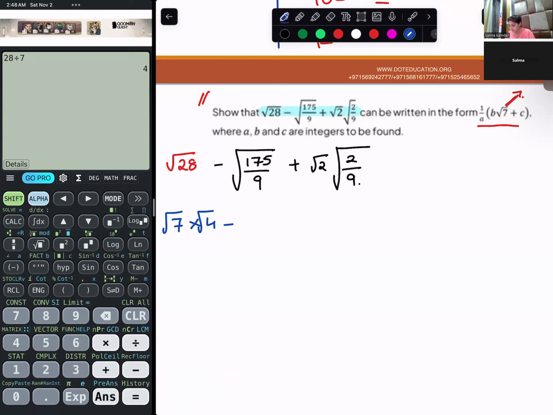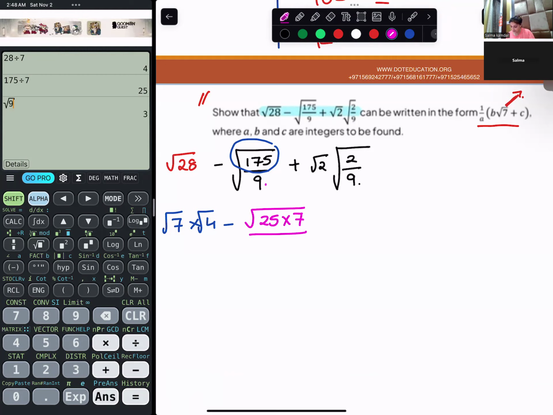Now this I will break. Root of 175. I know 175 clearly goes in the table of 5, but I will try to see if it goes in the table of 7. So 175 divided by 7 is 25. So this can be written as root of 25 into 7, and this root 9. Root 9, 9 is a perfect square, so root 9 can be written as 3. You can see the calculator beside.